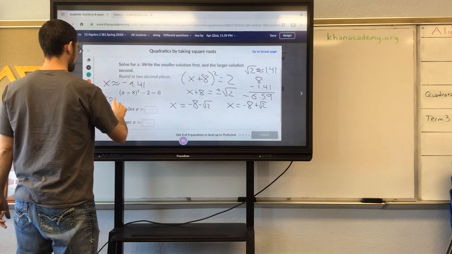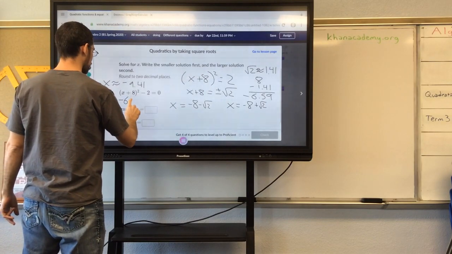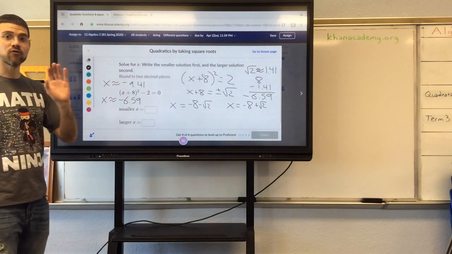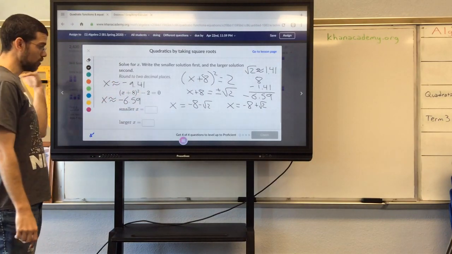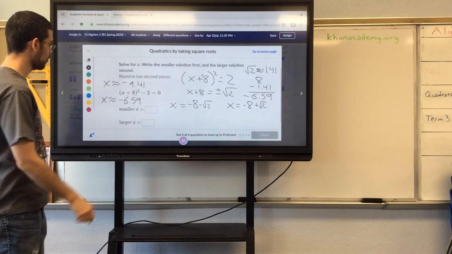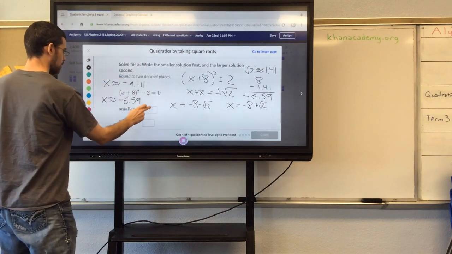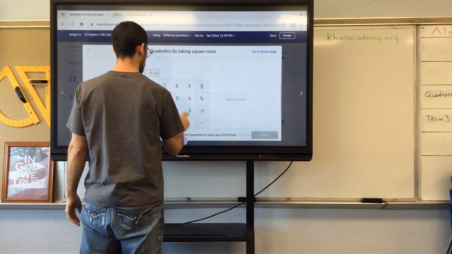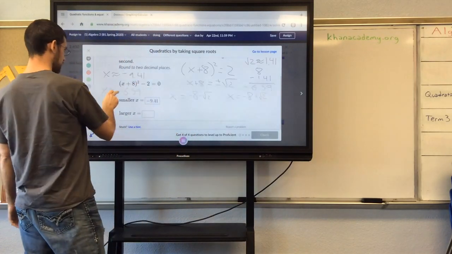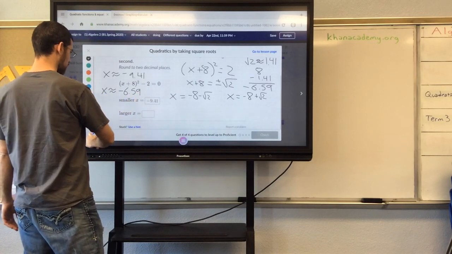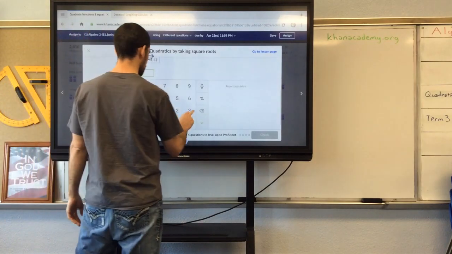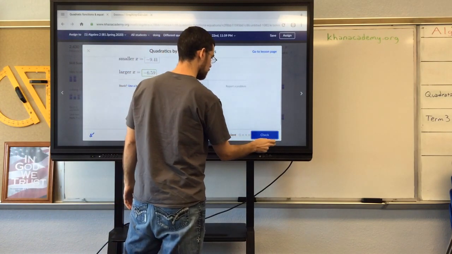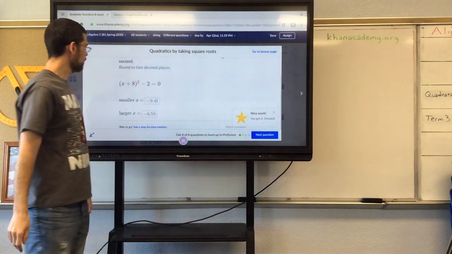X is about negative 6.59. Which one of these is smaller? Well, the one that's further away from 0 in the negative direction. So negative 9.41 is the smaller, and negative 6.59 is larger. We're done with that one.